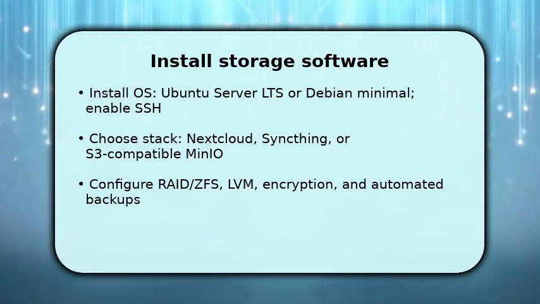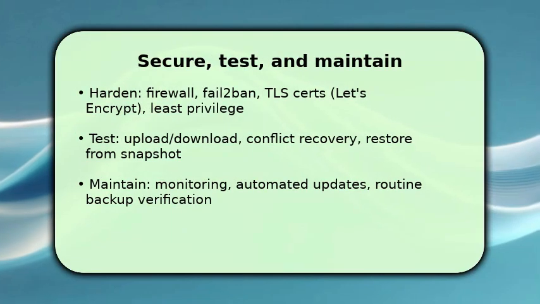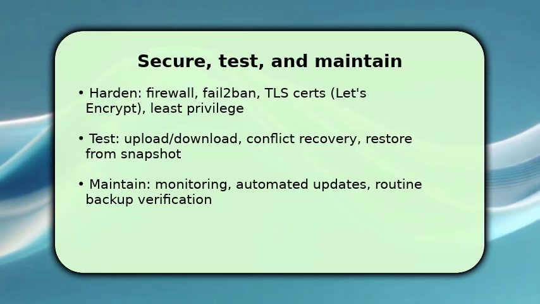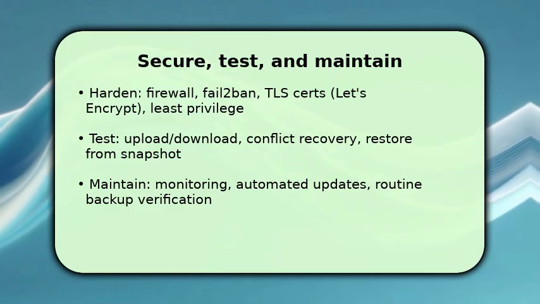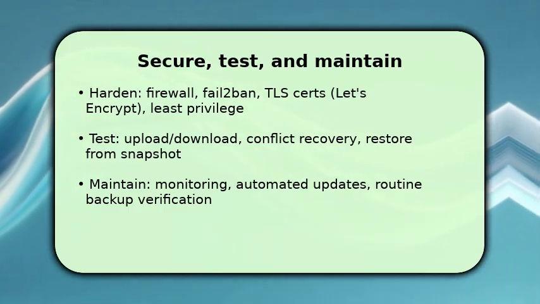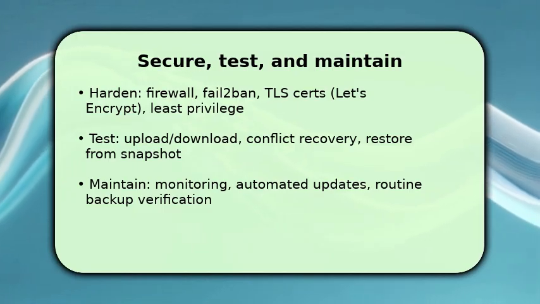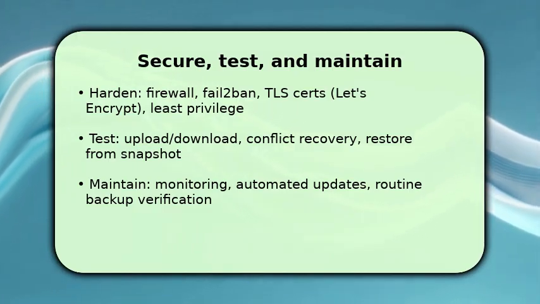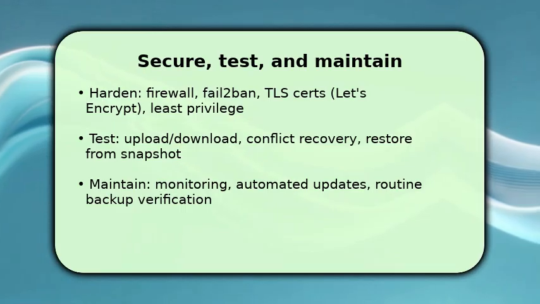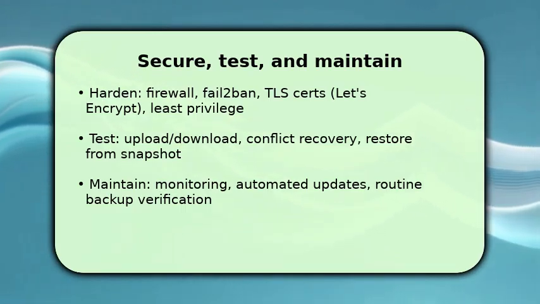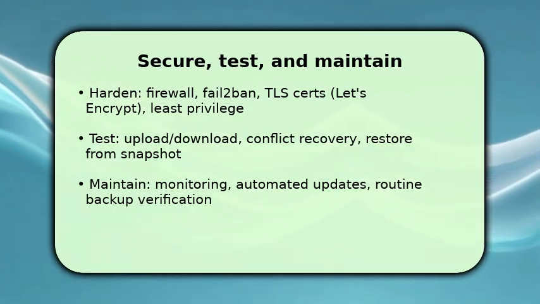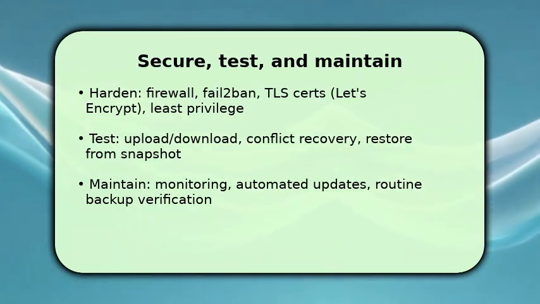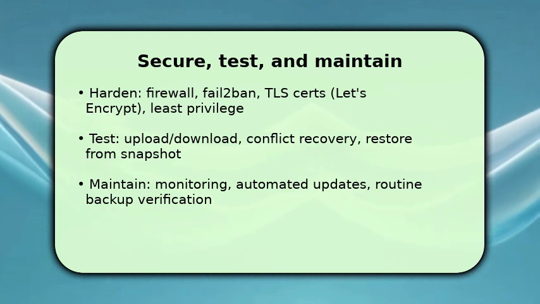You finish by locking down access, validating functionality, and scheduling maintenance so your cloud stays reliable. Harden the server with firewall rules, fail2ban, and TLS certs. Make user accounts with least privilege. Then run end-to-end tests. Upload files, simulate conflicts, and perform a full restore from a snapshot to confirm procedures. Finally, implement monitoring and automated updates and verify backups routinely. If something goes wrong, check logs, network reachability, and disk health first.